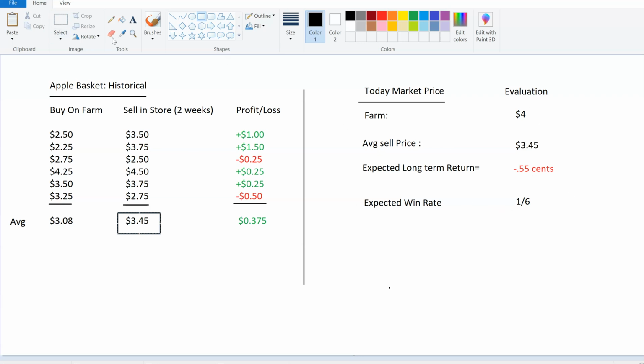And our expected win rate is only going to be, so over here we see historically there's only one time where we were able to sell it above $4. So 5 out of 6 times, right, we would have sold it below $4 and one time above. So that's an expected win rate of 1 out of 6. And of course, sometimes it may be justifiable to pay that price. And that's the next thing we have to look at.